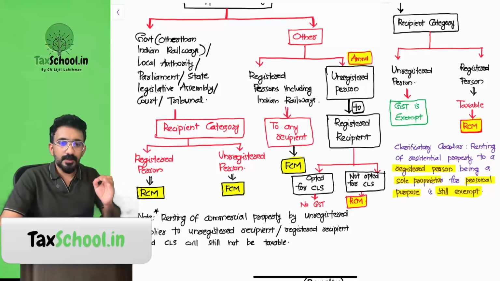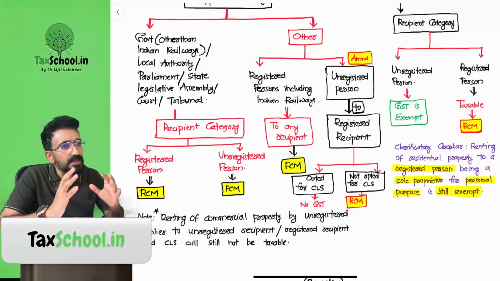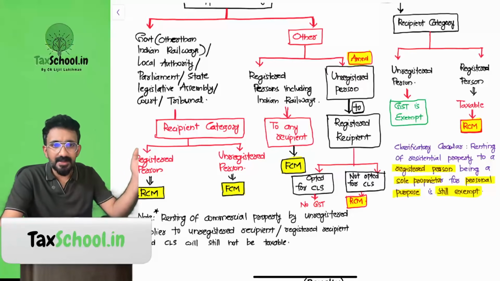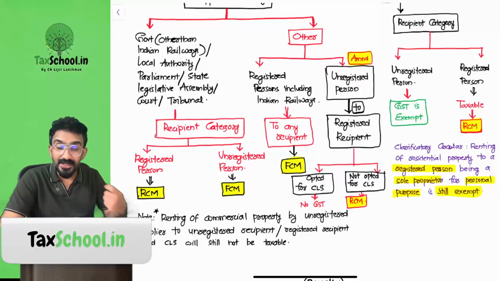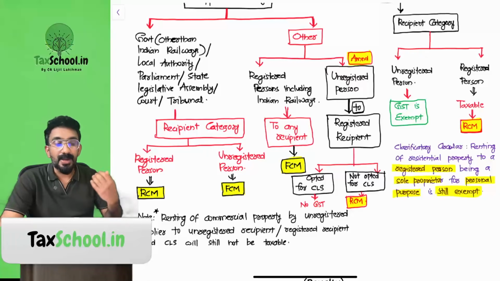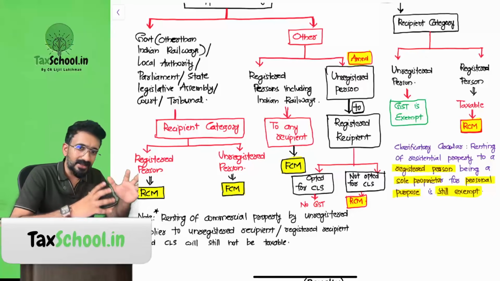The moment the property is a commercial property in the question, the next thing you have to look at is who owns this particular property. So I've categorized them into two categories for us to understand what kind of charge will be applicable on that particular property. So I'm asking the question: is the property owned by government or other than government?